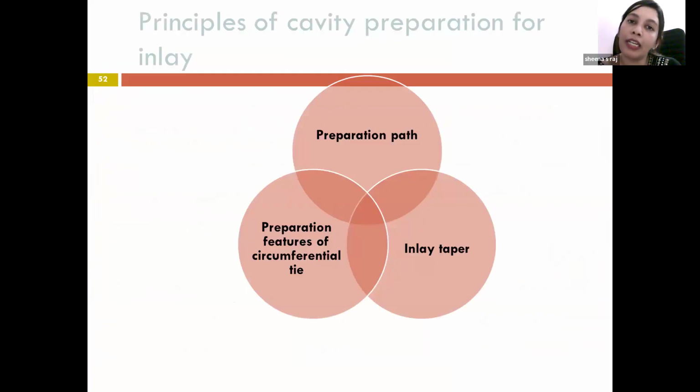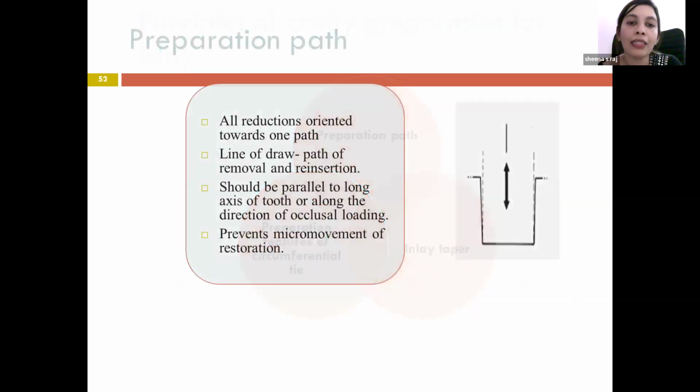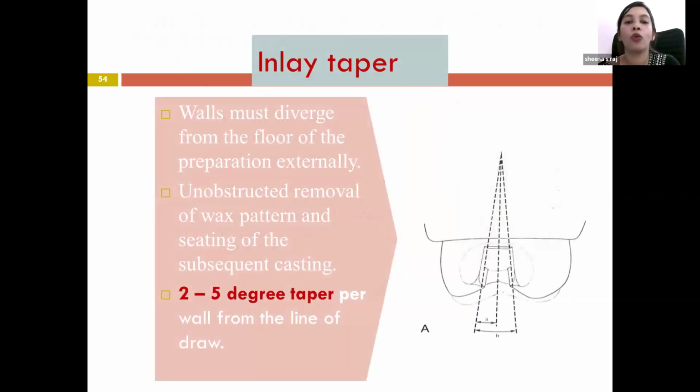Next, sometimes the question will be, for your essay, what are the principles of cavity preparation for inlay? So you have to write there is a preparation path, inlay taper, preparation feature, or the circumferential tie. Most of the people know the circumferential tie, because the bevels come inside that. Okay. So preparation path, we know it should be parallel. So there should be a taper of 2 to 5 degrees per wall. Each wall should have a taper of 2 to 5 degrees. That is very important for proper impression so that the material can be placed inside the cavity.